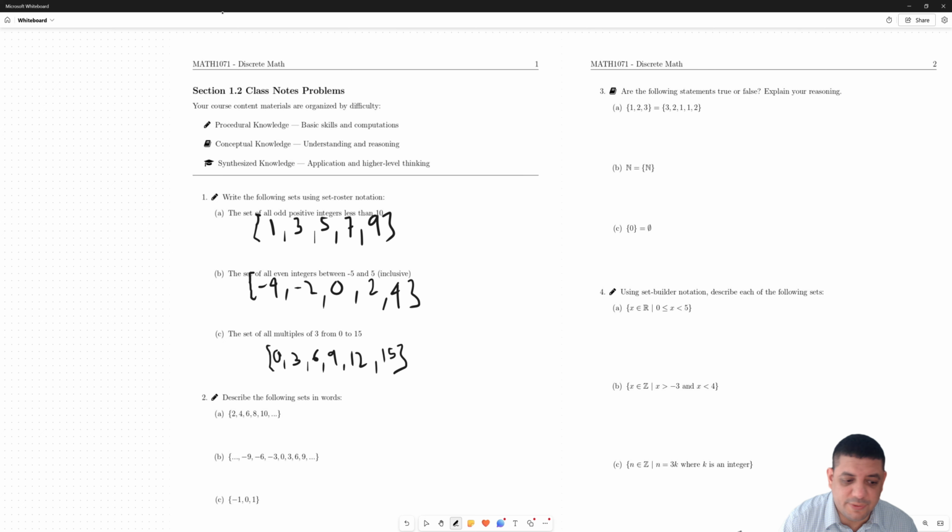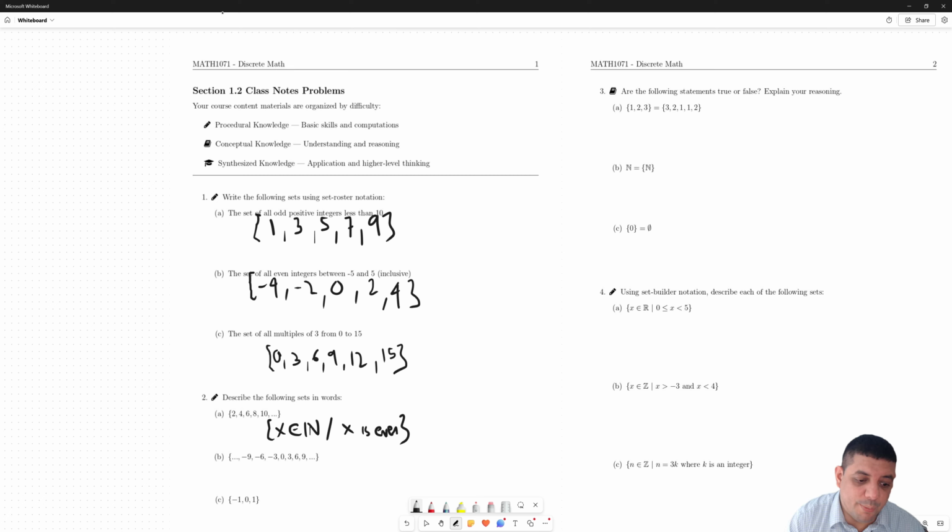Now, question number 2 is describe all the following sets in words. So this would be the set of x, where x is even. And we can even call it maybe the natural numbers or positive integers. So we can simplify this a little bit. We can say this is x that belong to the natural numbers, so that x is even. This is one way of representing this.